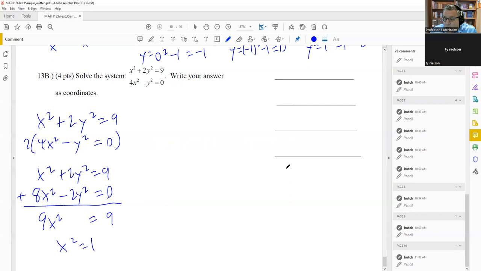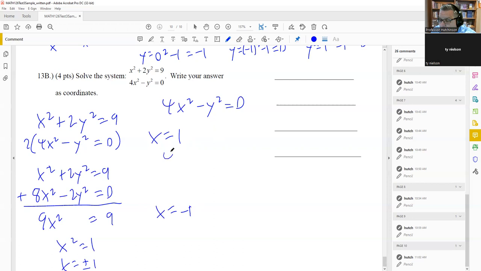And so then we're going to get x equals plus or minus 1 when you take the square root. Now, since I don't have an equation that's already solved, what I'll do instead is use this. You can either use the top one or the bottom one. I'll use this one here since the numbers look a little bit smaller. And we want to do x is equal to 1, and x is equal to negative 1, and plug this into here.